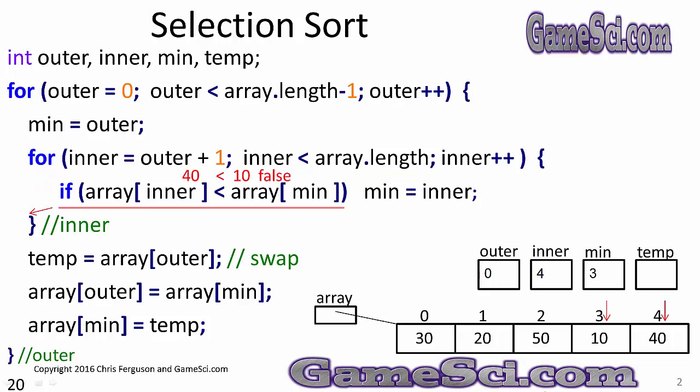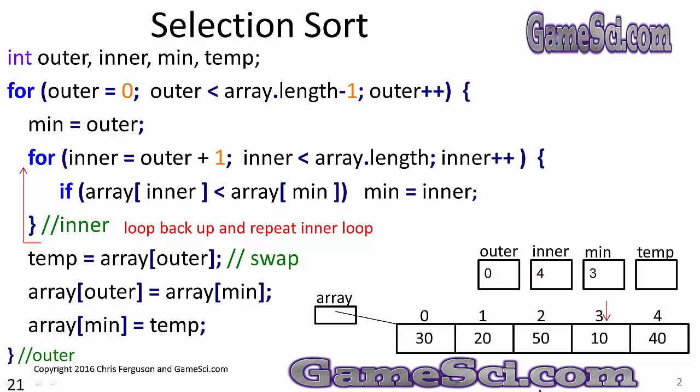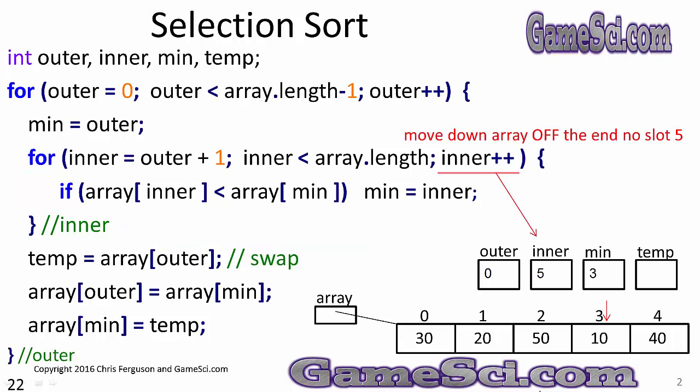But when we get into the body of the loop, array sub inner, or the 40 at the end of the array, is not less than 10. That is a false statement. As a false statement, we will skip the if block and hit the end of the loop once again. At the end of the loop, we will increment inner once again.